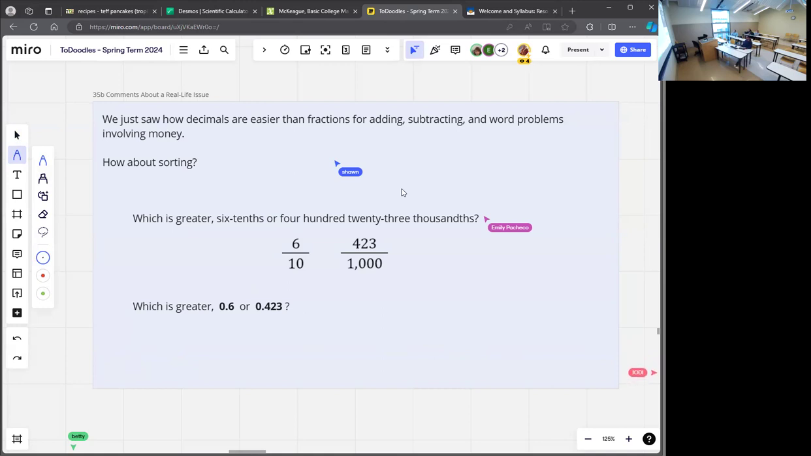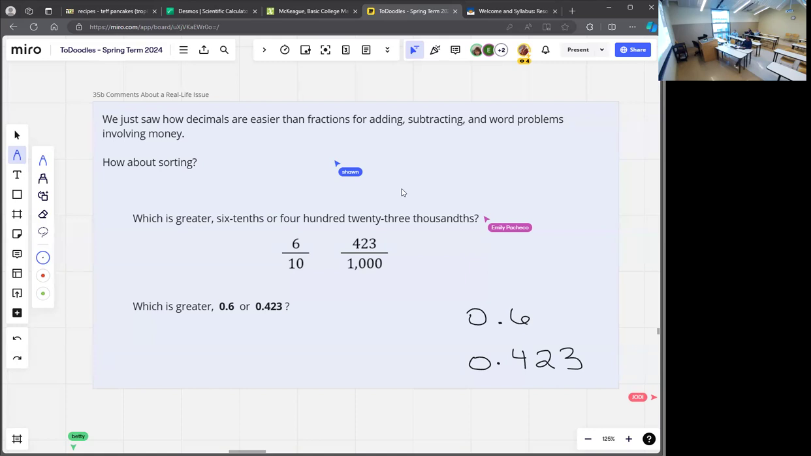If you're not familiar with fractions, that might not be obvious. But if I take decimals and say which is bigger, 0.6 or 0.423? The 6. Why are you voting for the 6? It's larger in size. How do you know just by looking at it? Because the 6 is more towards the decimal.